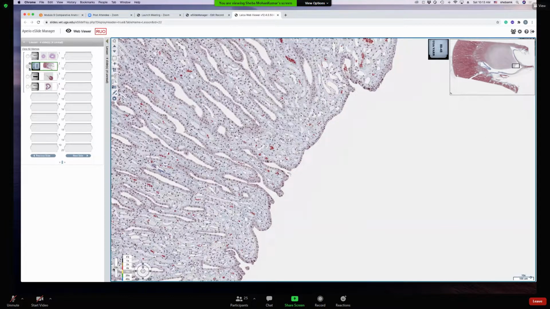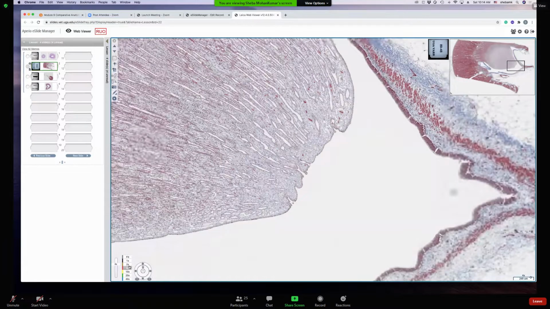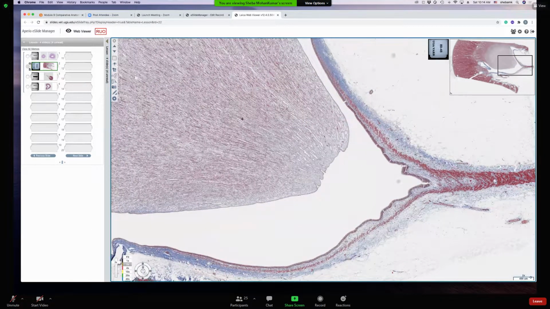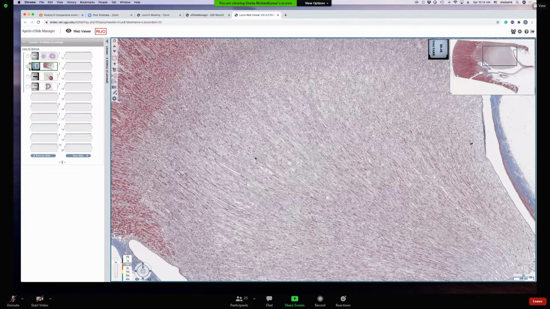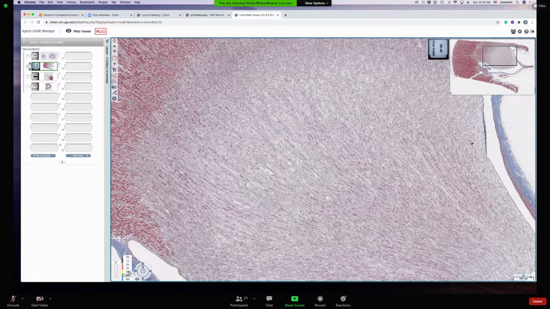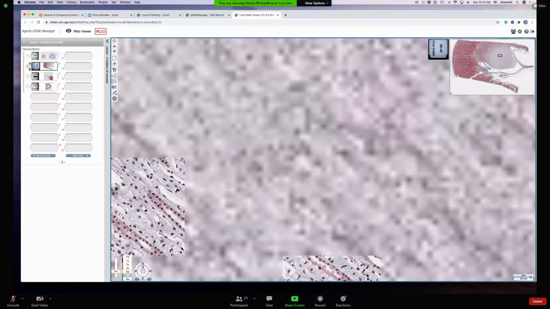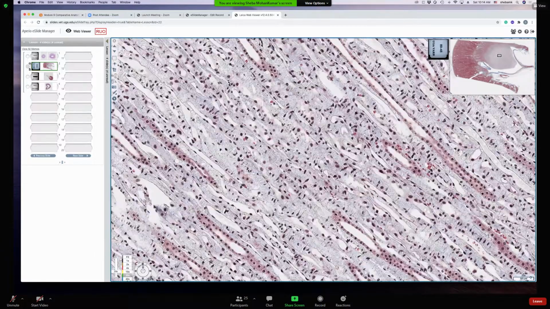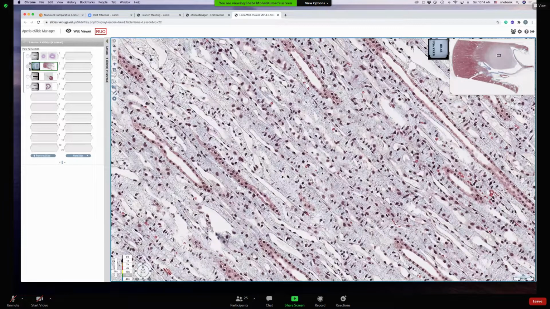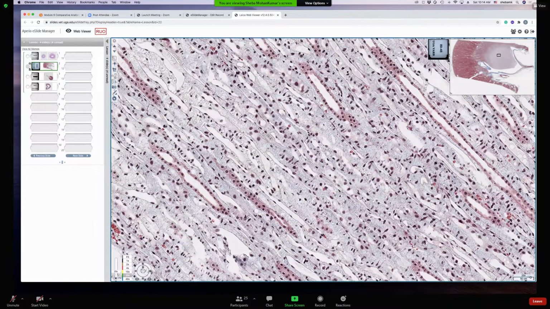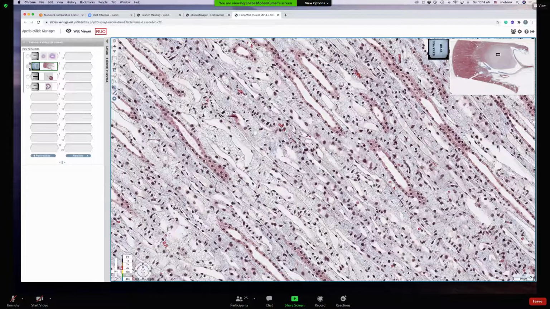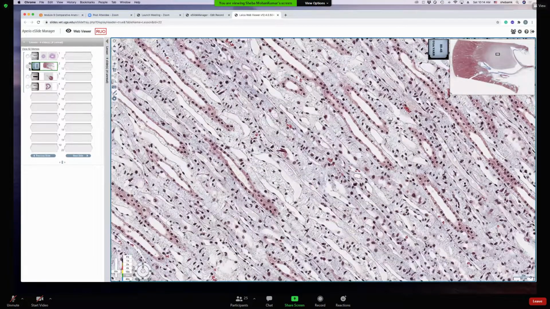If we go up from the area cribrosa, we see some tubules right here. Let's zoom in a little bit. What are these tubules that are lined just by simple squamous epithelium? The thin tubules. Yes, these are the thin limbs of the loop of Henle. We don't know whether it's ascending or descending, but those are the thin limbs.